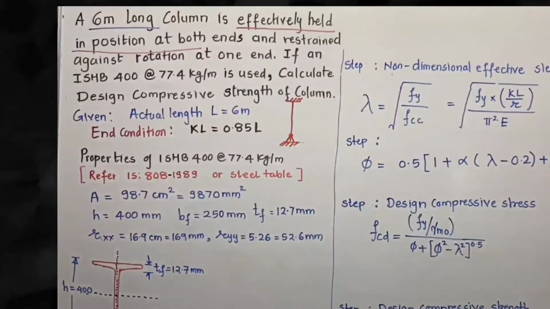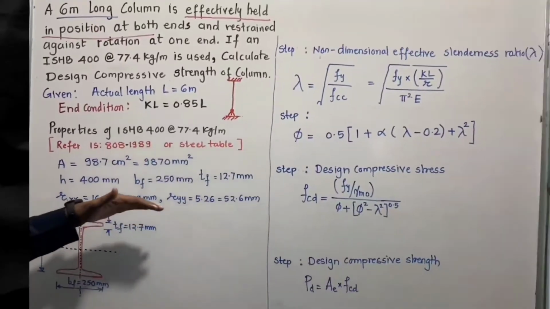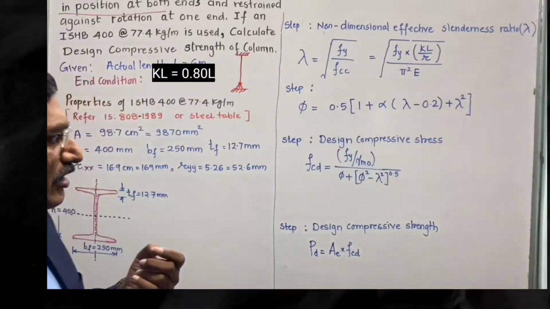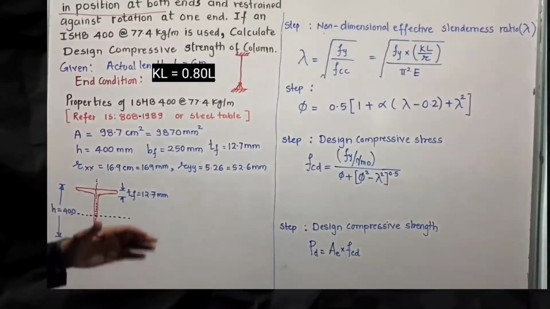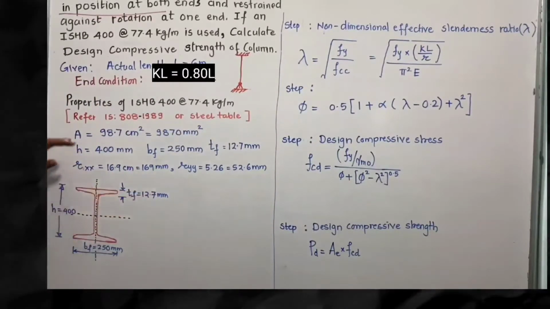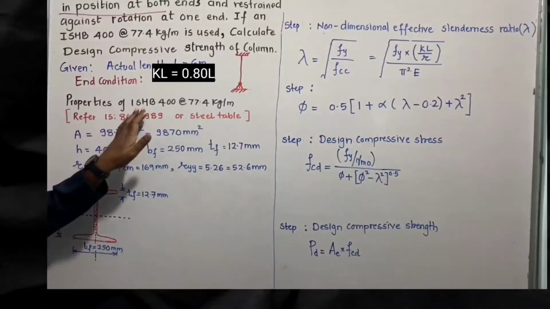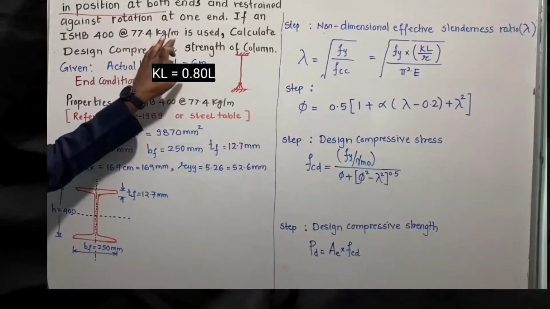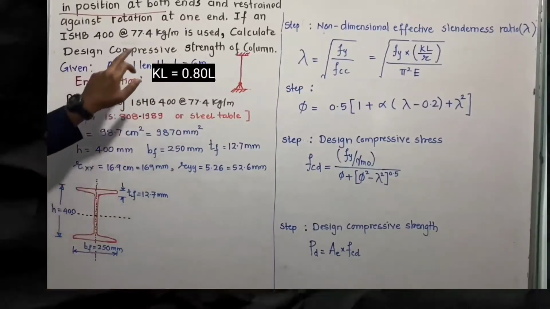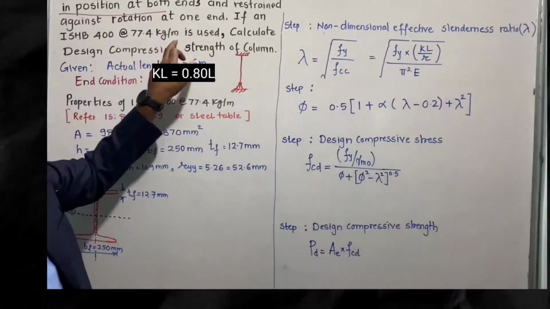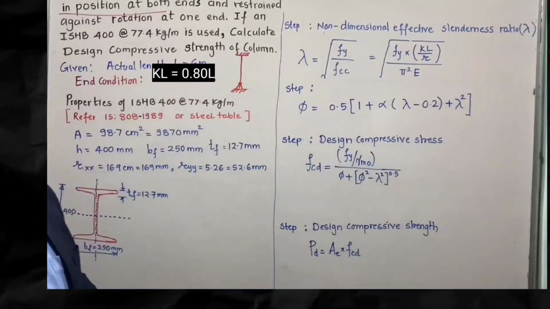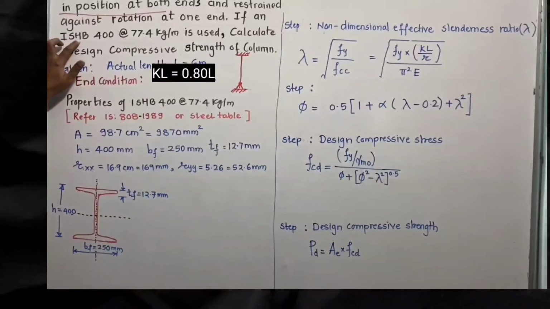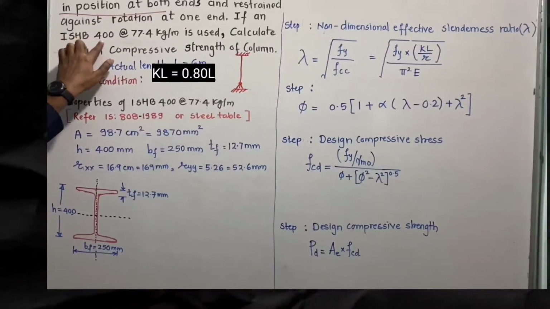We need the property of the section, and based on the property of the section we can decide which buckling class it is. So for deciding the buckling class, first we have to see the properties of ISHB 400 at the rate of 77.4 kg per meter. This 77.4 kg per meter is the mass per unit length, and ISHB means Indian Standard Heavy Weight Beam of depth 400.